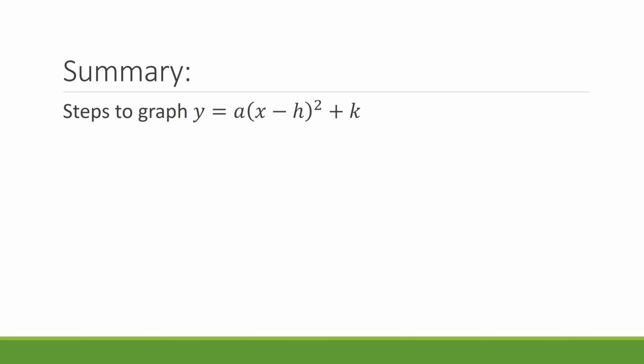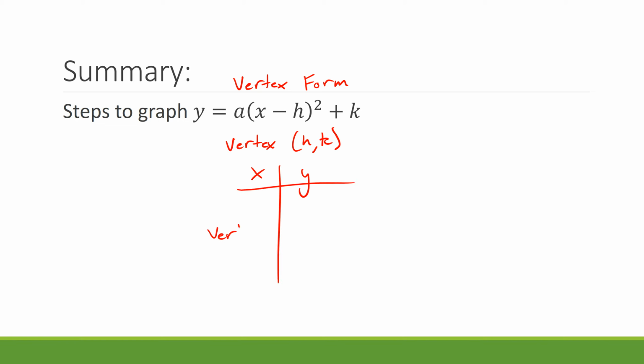Steps to graph. If we have something in what is called vertex form, so yeah, a times x minus h squared plus k, remember that the vertex is given by h, comma, k. From there, we can make an XY table. I'd put the vertex right in the middle so that we can make use of symmetry, just like the last problem, or the last day.